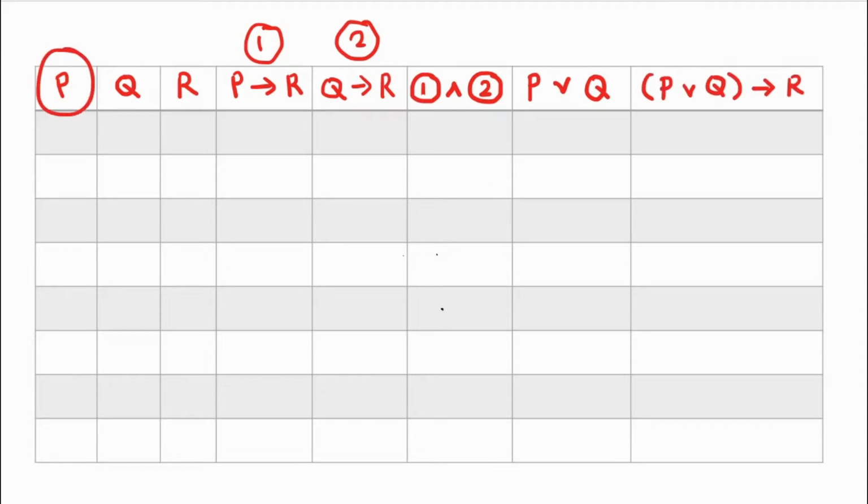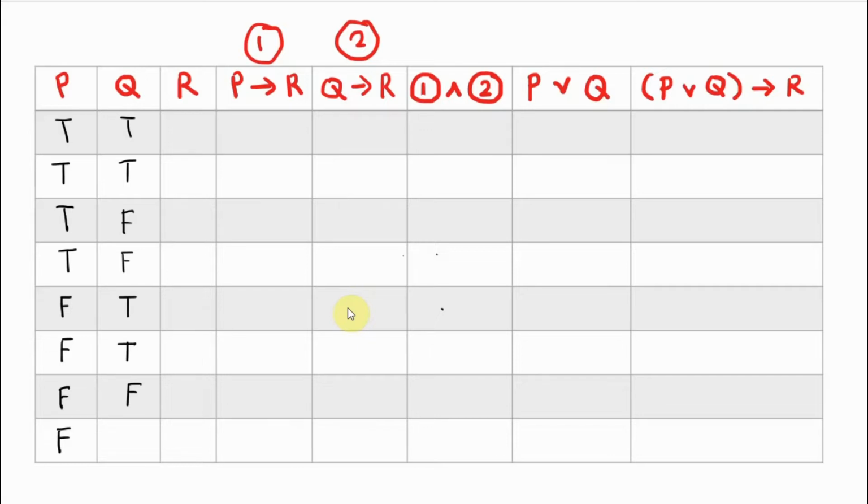First enter truth values for columns P, Q and R. The P column's first 4 entries are true and the last 4 are false. Enter the P column values first. The Q column's first 2 are true and the next 2 are false, and it follows the same pattern. Enter values for the Q column. The R column has first a true value and then false, and it alternates between true and false. So enter all values for R.